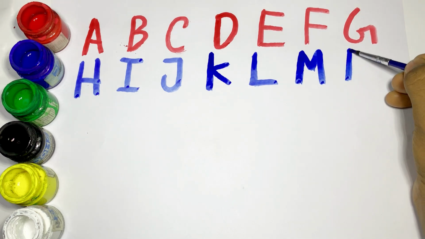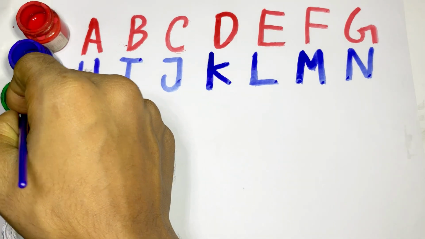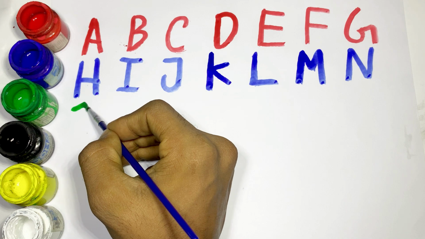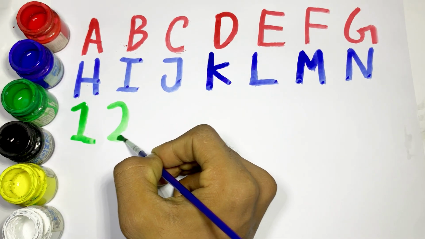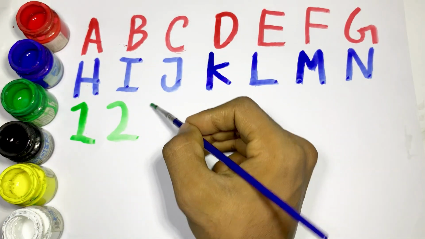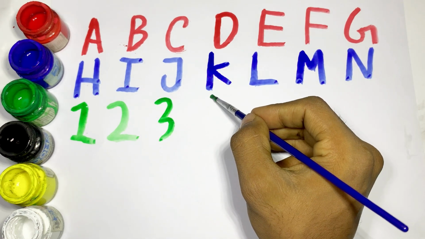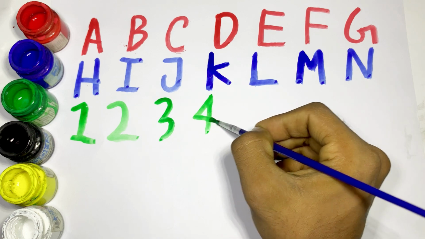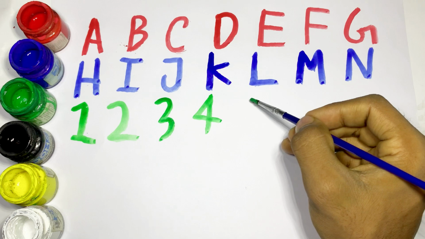N. N for nose. Kids, now draw numbers, and first draw 1. The number 1, and use green color. O, N, E, 1. 2. T, W, O, 2. Kids, again use green color and draw 3. T, H, R, E, E, 3. 4. F, O, U, R, 4. Kids, again use green color and draw 5.